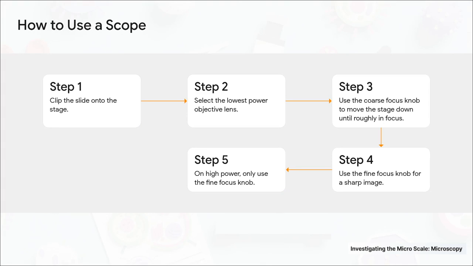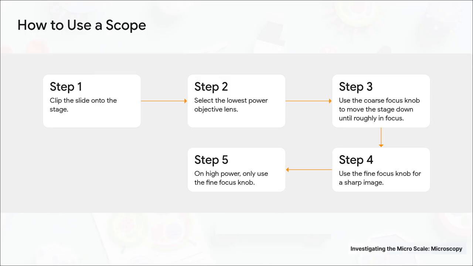Now, to get that image in focus, first, clip your slide securely onto the stage. Now, always start with the lowest power objective lens. That's the shortest one. Use the big coarse focus knob to move the stage all the way up. Then, looking through the eyepiece, you slowly turn the coarse knob to move the stage down until you see something. Once it's roughly in focus, you just use the little fine focus knob to make the image perfectly sharp.